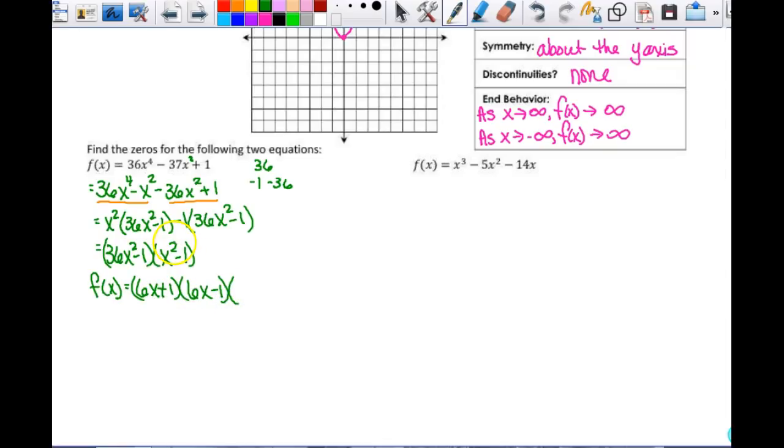This is also a difference of two squares. So that would be x plus 1 times x minus 1. So that is completely factored, which even though it doesn't say that in the instructions, that is what I expect to see. Then I need to actually find the zeros.